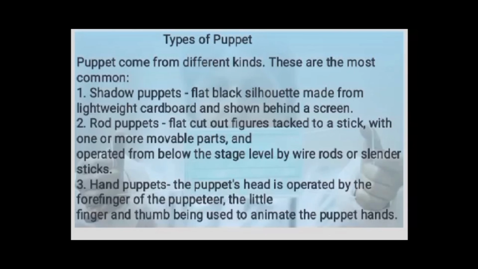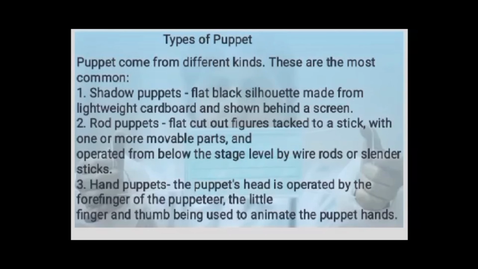Number 1, shadow puppets. Flat black silhouettes made from light white cardboard are shown behind a screen. So shadow puppets means yan yung manika na gawa sa carton. Number 2, rod puppets. Flat cut-out figures stuck to a stick with one or more movable parts and operated from below the stage level by wires, rods, or slender stakes.